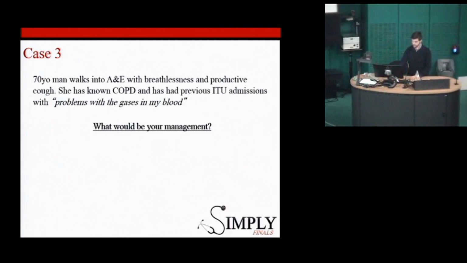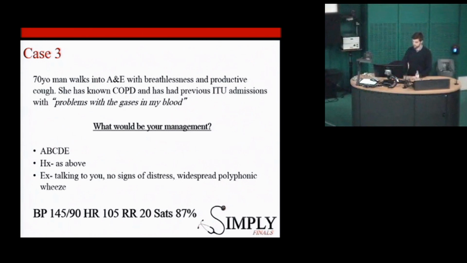So next case, case 3. A&E, breathless, COPD, but says he's had previous ITU admissions with problems with his gases. What would your management be? So probably A, B, C, D, E. History, and the obs. Medium, good or bad, really bad? Medium, yeah.